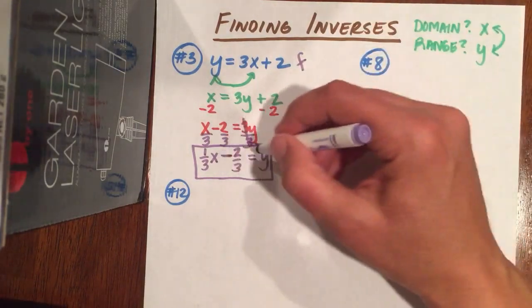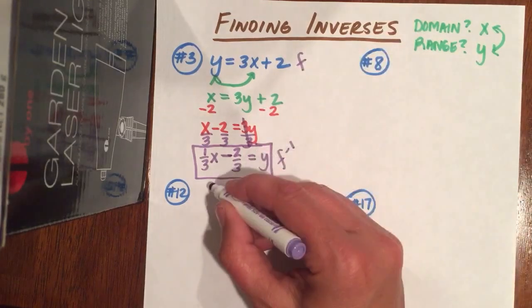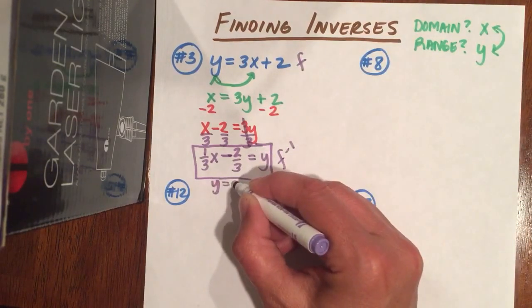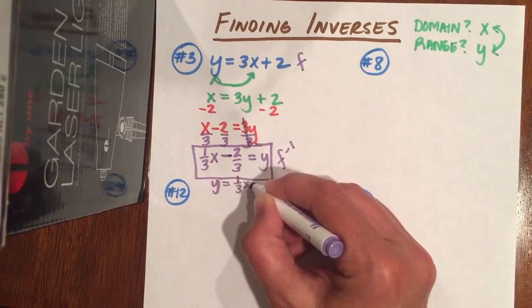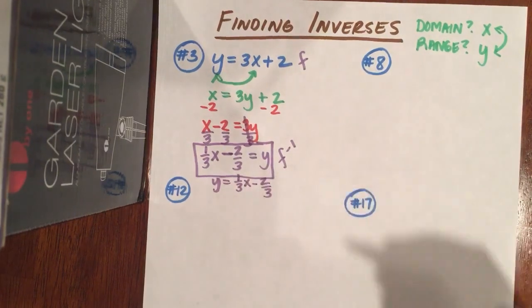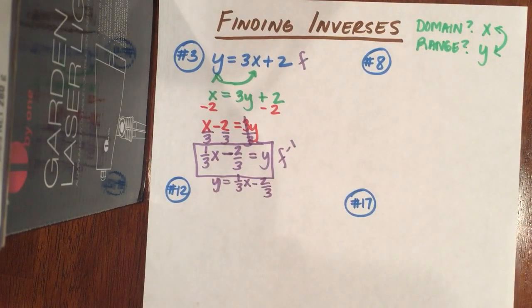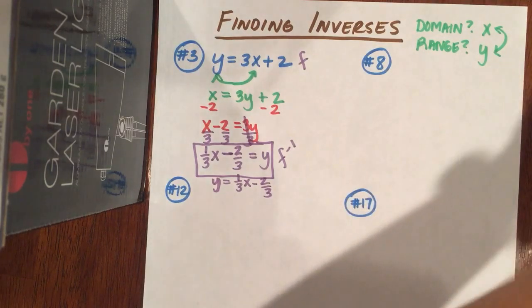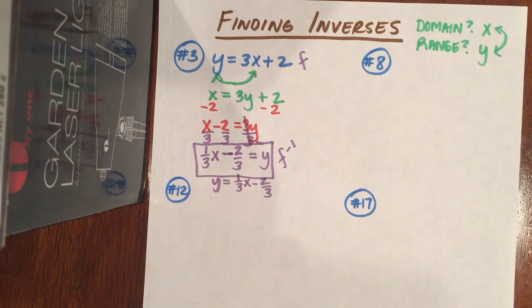Now, could I write this the other way, and should you probably do that to help you? Sure. You can write it as y equals 1/3 x minus 2/3. You can write it that way. But those two functions are inverses. All we've done is switch the x and y, and then we solve for y. So let's look at number 8 on your assignment.